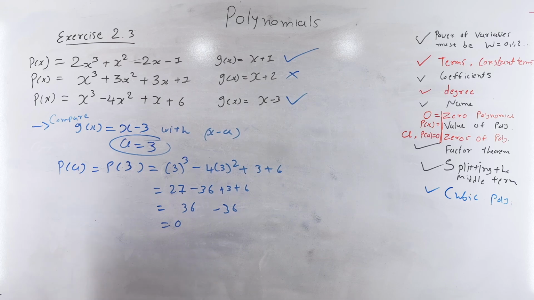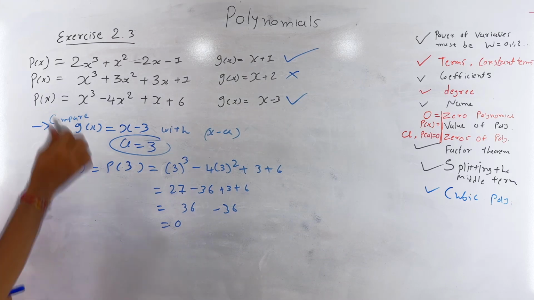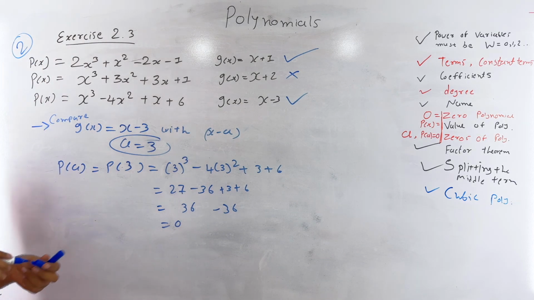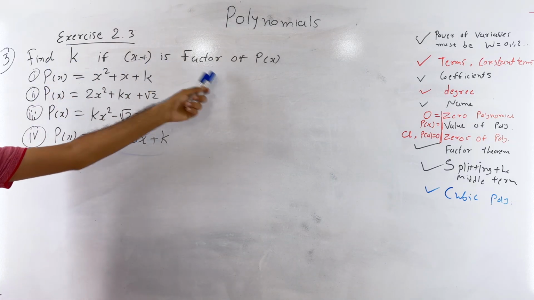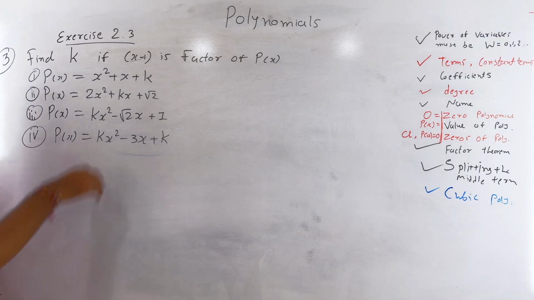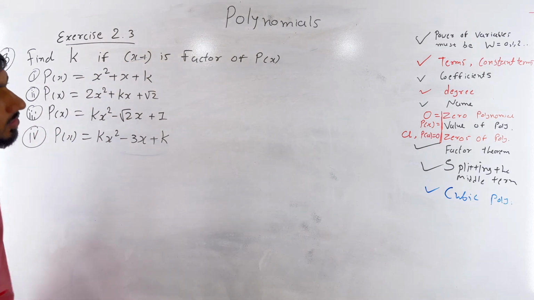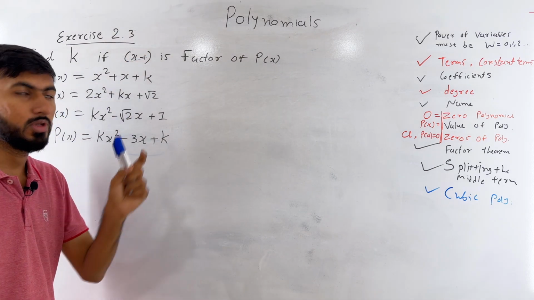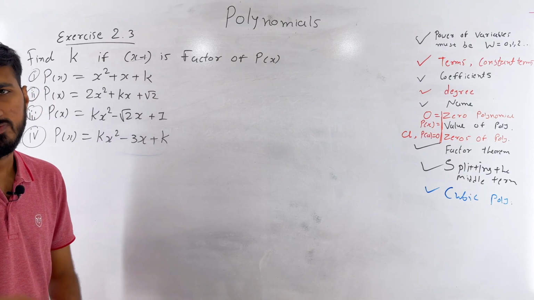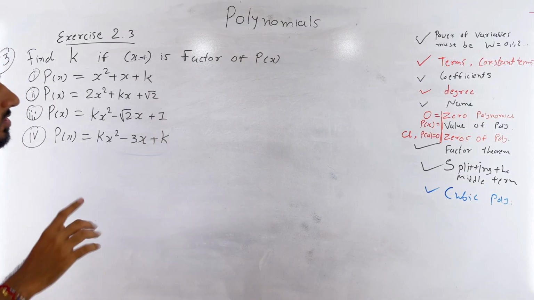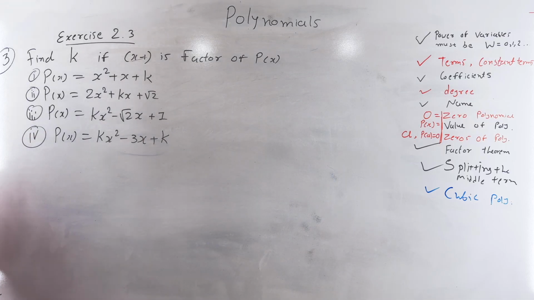Now we will see question number 2. The question is: find the value of k if x minus 1 is a factor of p(x). We are given that x minus 1 is a factor of p(x), so we have to use this to solve our questions. We have already done this type of question. This is the type of example number 7, right?